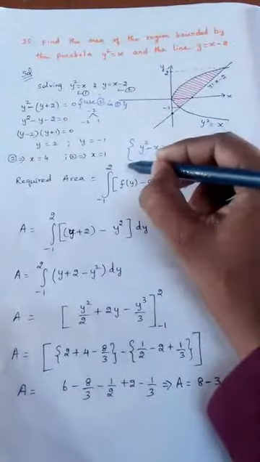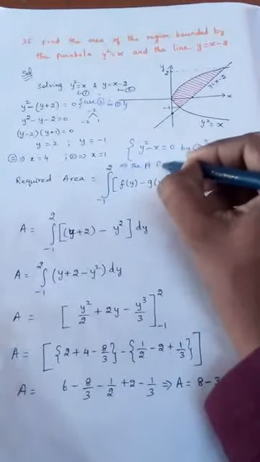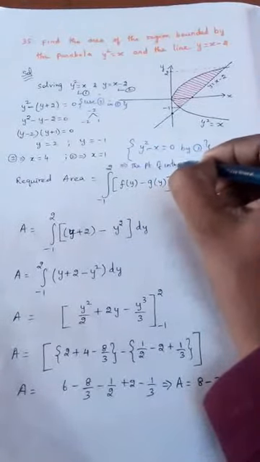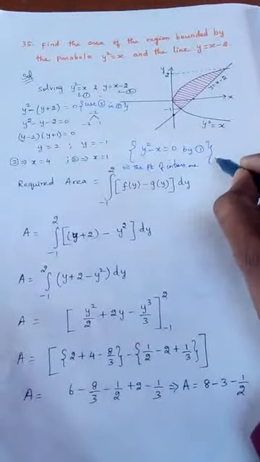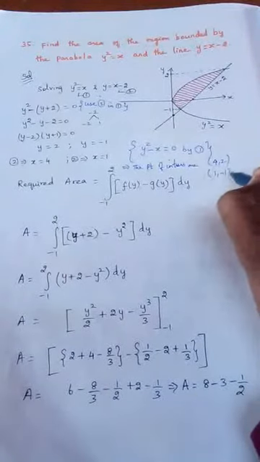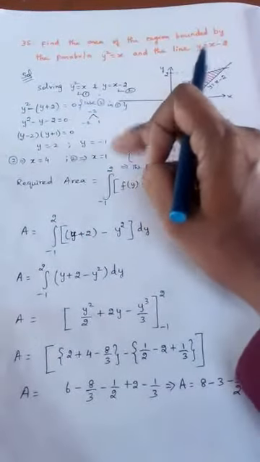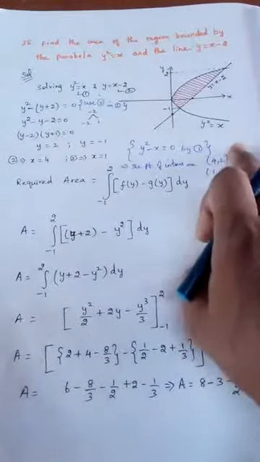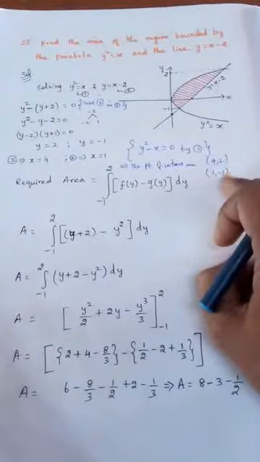What are the points of intersection? I will be writing this in place. The points of intersection are, what are the points of intersection? One is (4, 2). The other one is (1, minus 1). Those two are the points of intersection. Now we will go for the diagram.